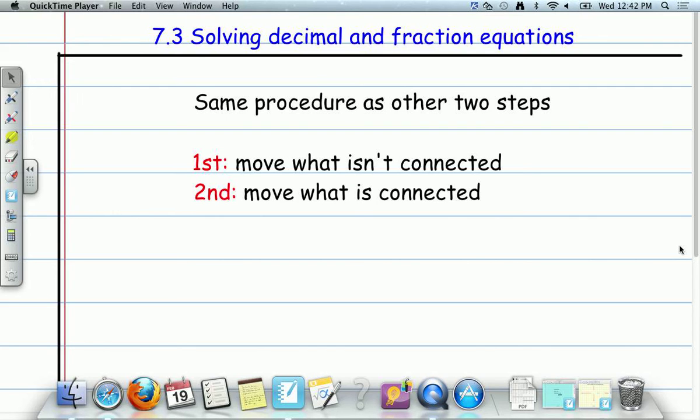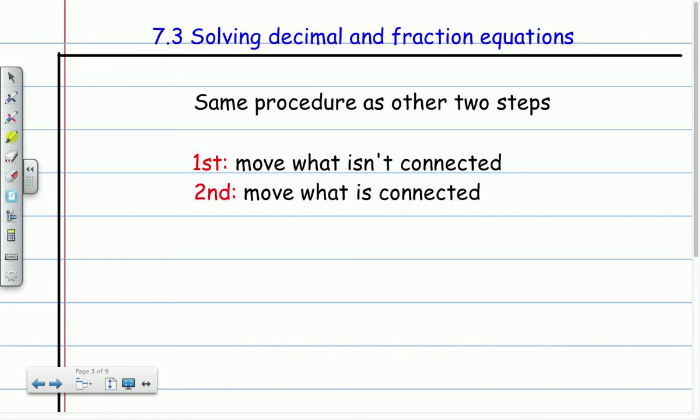7.3. We are solving decimal and fraction equations. It's the same procedure as the other two-step equations. And what I mean by two-step equations is that the first thing we do is move what isn't connected, and the second thing we do is move what is connected. Same strategy, just looks harder.